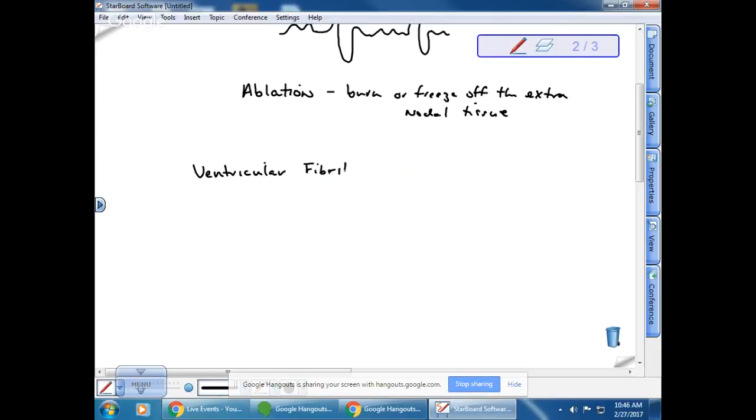So this is life-threatening immediately, because your ventricles are contracting abnormally and not pushing the blood out of the heart in a proper fashion. So we get ventricular fibrillation, and that sometimes just looks like this. It's just crazy.